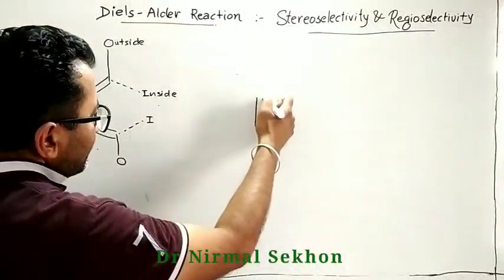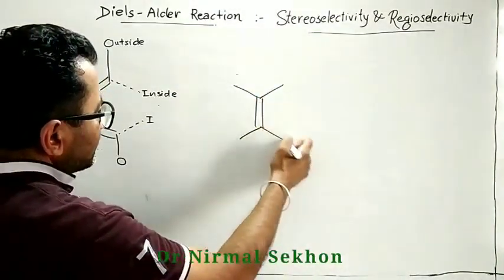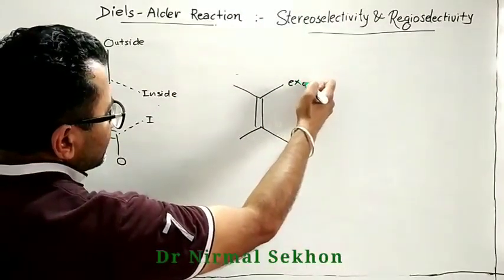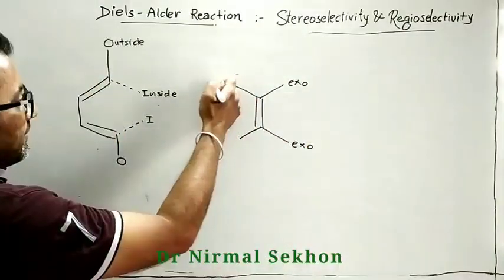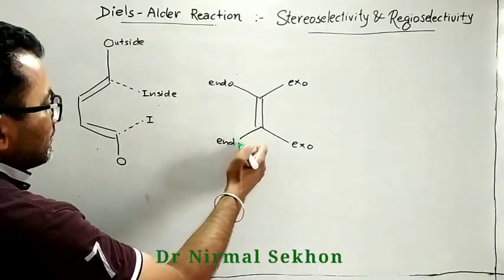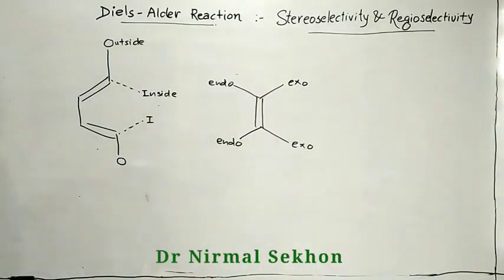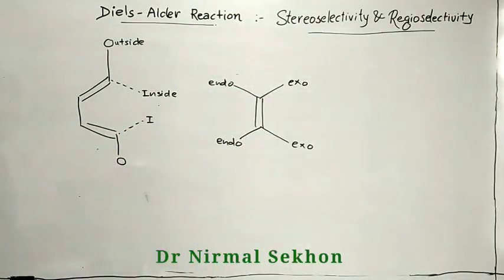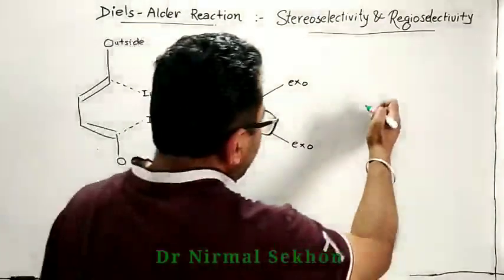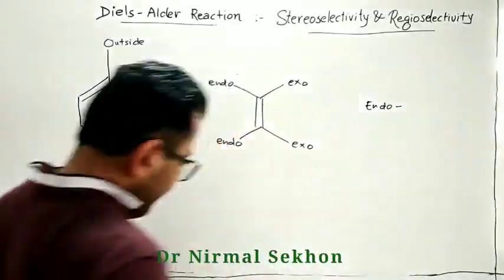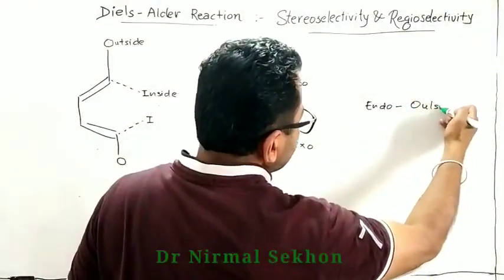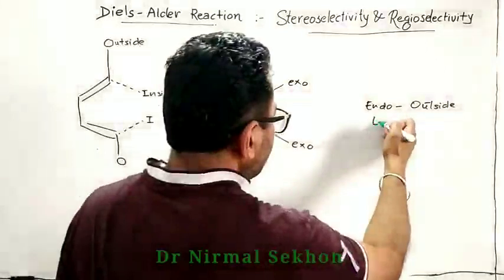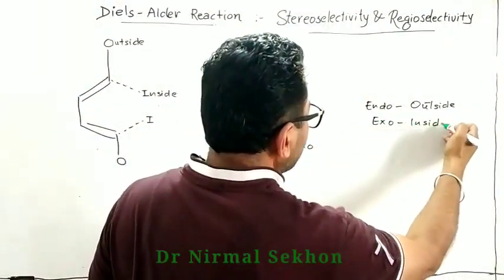What about the dienophile? The dienophile may have groups like this. The groups present on this side we take as exo, and on this side we take as endo. Because the diene has two faces, it may add to the dienophile in two ways, either from this side or from this side, so we get a different product. Endo and outside have the same stereochemistry in the product, and exo and inside have the same stereochemistry in the product.